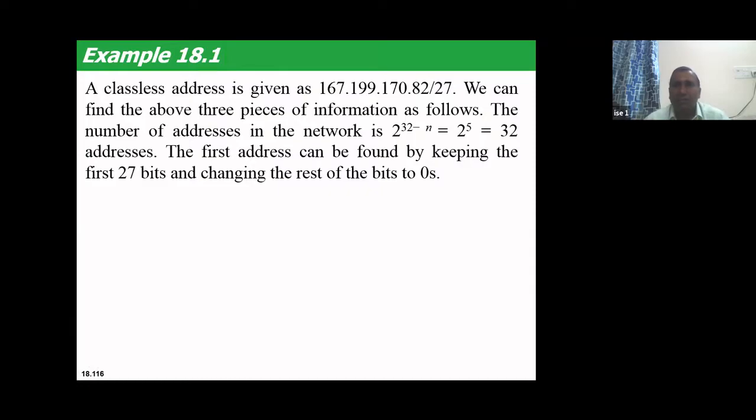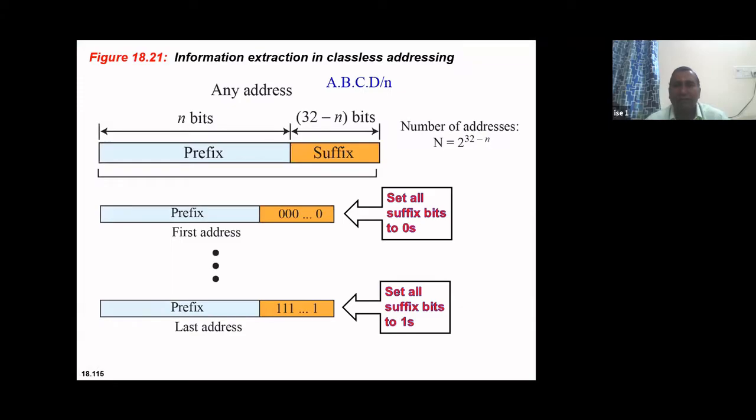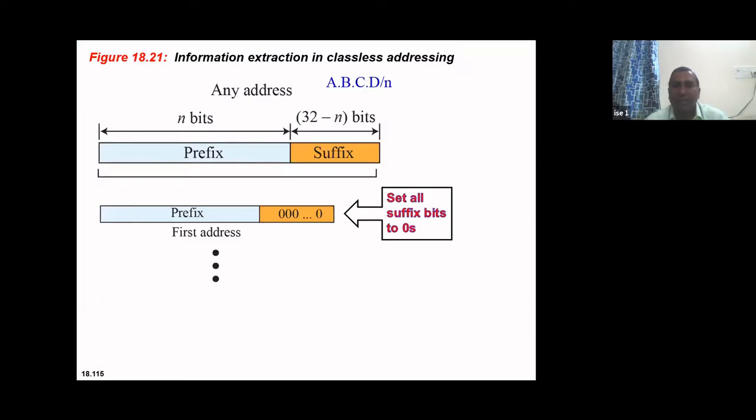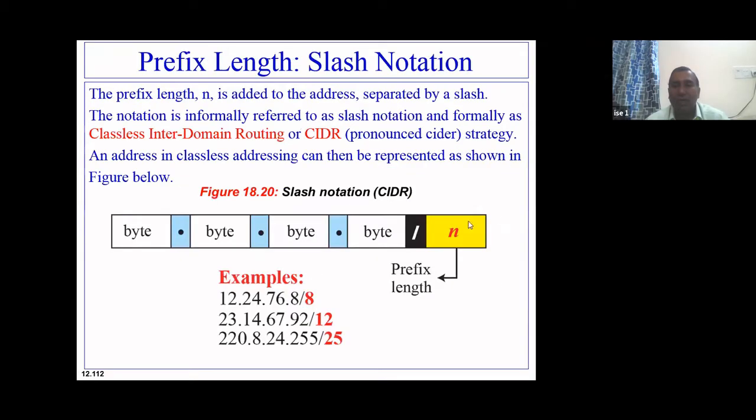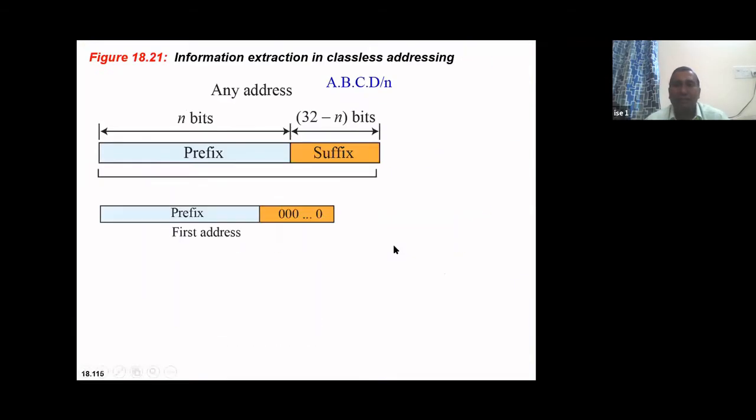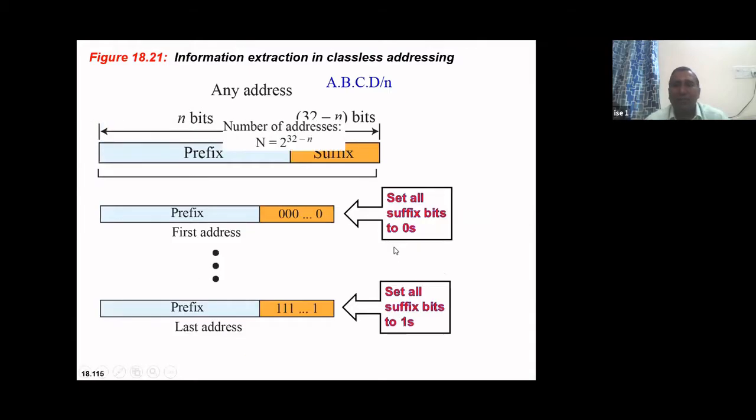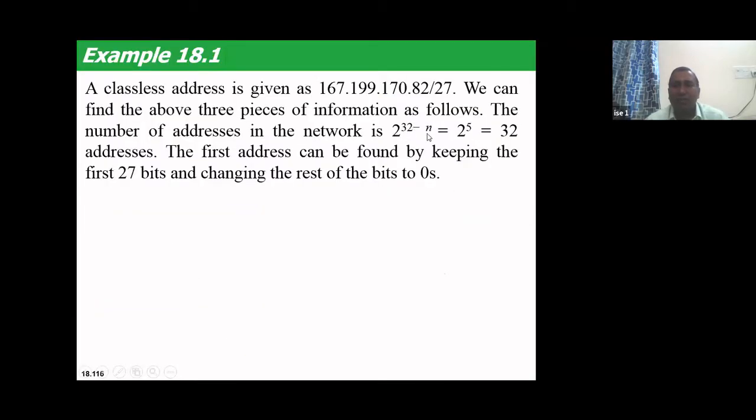So if I take the number of network addresses, I can call it capital N. We have seen that capital N is given by the formula N = 2 raised to power (32 minus n), where n is the prefix length. The prefix length is 27, so 32 minus 27 gives 2 raised to power 5, that is, 32 addresses will be there.